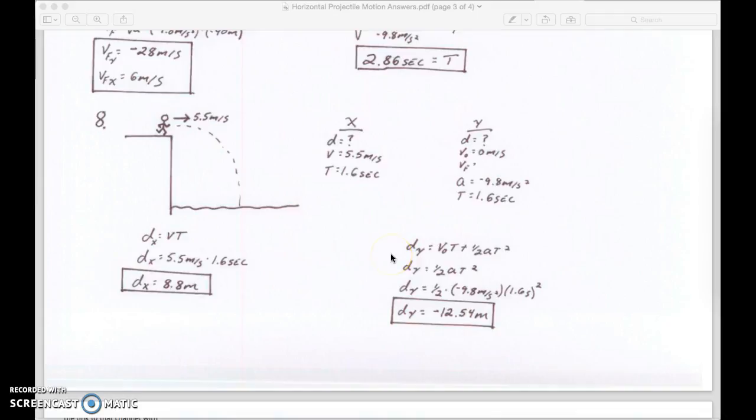In the Y direction, again, V naught is 0, so the V naught T term cancels, leaving me with D equals 1/2 AT squared. I plug in my numbers, multiply everything together, don't forget to square the 1.6, and I get negative 12.54 meters. So the cliff is 12.54 meters high, or you fall 12.54 meters.